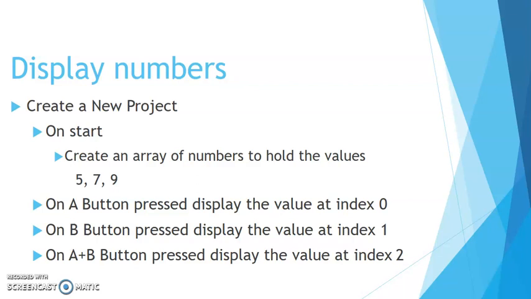So when we press the A button, we should see 5. When we press the B button, we should see 7. And finally, when we press the A and B buttons together, we should see 2. Sorry, we should see 9, because that's at index 2. So we'll just go to makecode.com now and create that project.